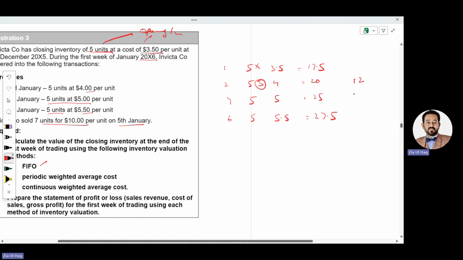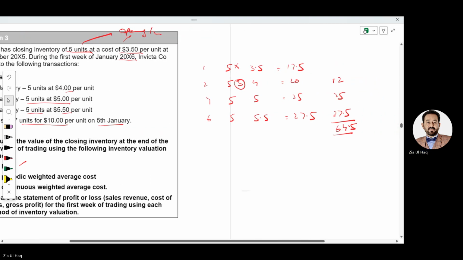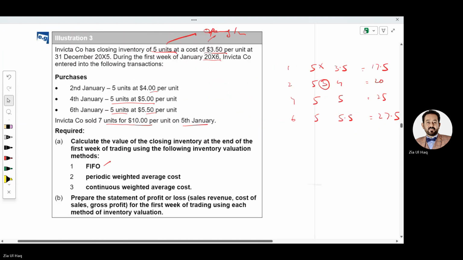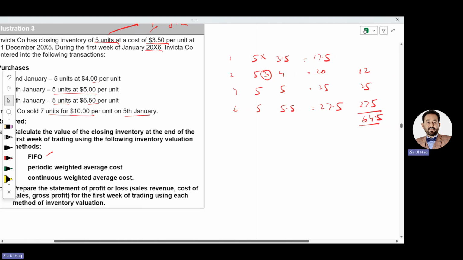12, 25, plus 25 plus 27.5. What is the closing inventory? 64.5. Can you calculate GP as well? They sold 7 units for 10. So what is the sales value? 70. So sales is 70, and cost of sale we can calculate.